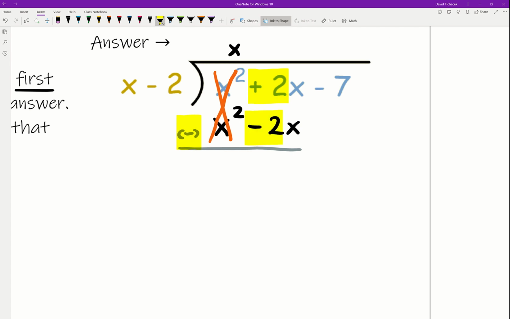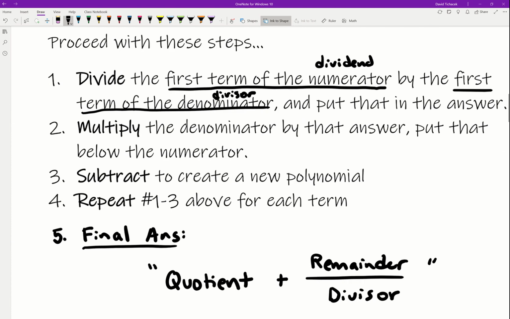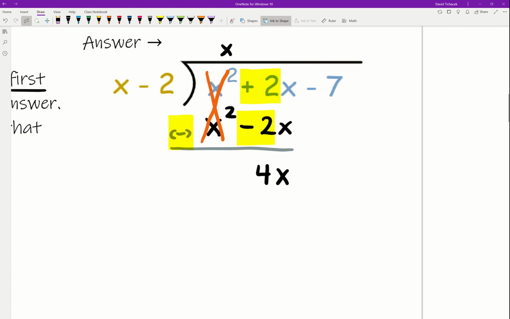Okay, so if I take positive 2 minus negative 2, you recall from an earlier algebra class that subtracting a negative changes the operation to addition, so that would be 2 plus 2, or in other words, that would be 4x, okay? And so there we go. So that's step 3, and then moving on to step 4 here, it says repeat steps 1 through 3 above for each term, okay? And so we'll go ahead and do that here now.